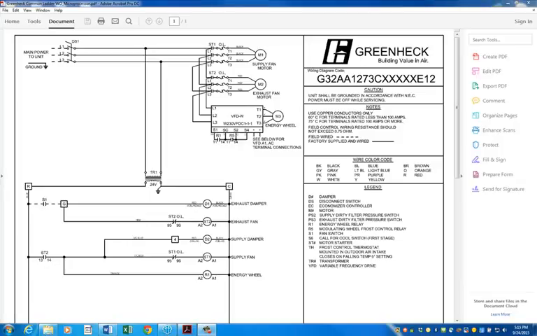So now that you have learned the difference between various schematic types, I'd like to go over actually a Greenheck schematic that was given to me by the engineering crew at Greenheck Tempered Air Products. To analyze the circuit, I always start at the top and go down.